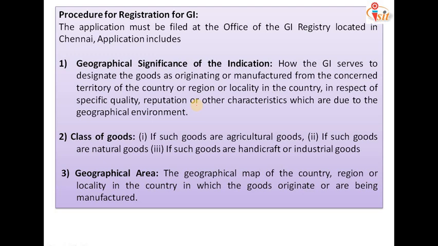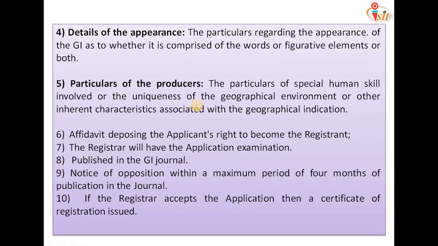Then the class of goods. Here there are three classes of goods: if such goods belong to the agricultural goods, if such goods are natural goods, or if such goods are handicrafts or industrial goods. Okay. Then the geographical area, the geographical map of the country, the region, the locality in the country in which the good is originated or manufactured. You have to mention the geographical area with the application when you are filing an application.